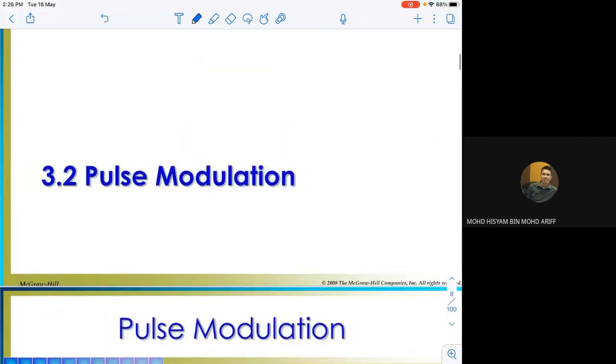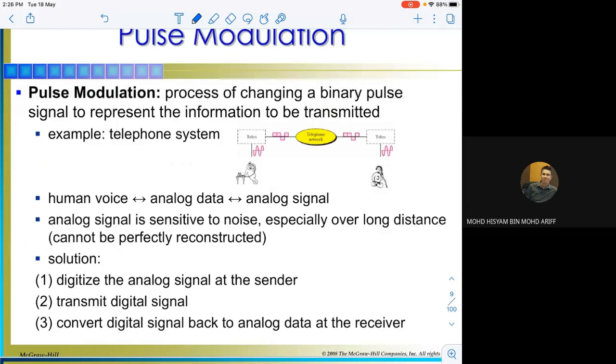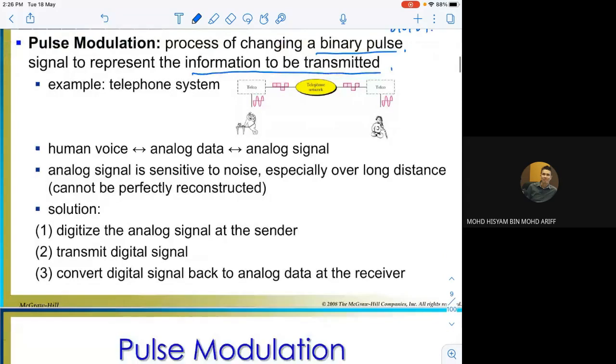Okay, we go to the pulse modulation. What is pulse modulation? It is the process of changing the binary pulse signal to present the information to be transmitted. What is the binary pulse? 010101.